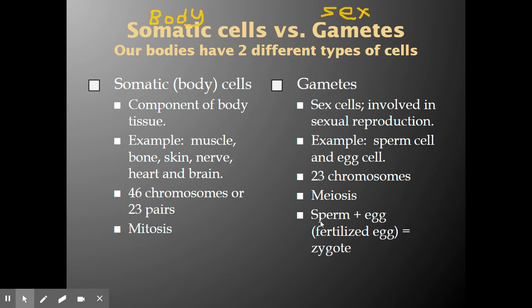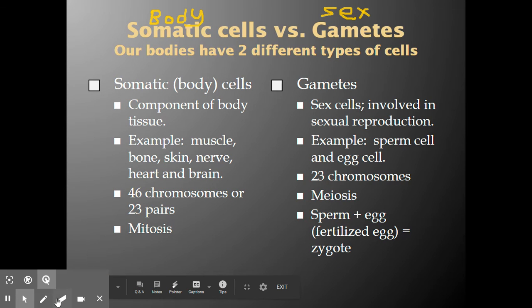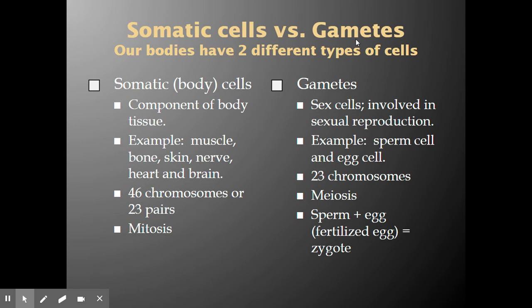and then like I talked about, we needed fertilization to happen in order for us to have sexual reproduction. This is when a sperm and an egg come together to form a fertilized egg, which is also called a zygote. Do I expect you to know this term? Yes, I do. All right. So that is the breakdown of the difference between our body cells and these sex cells called gametes. Okay.